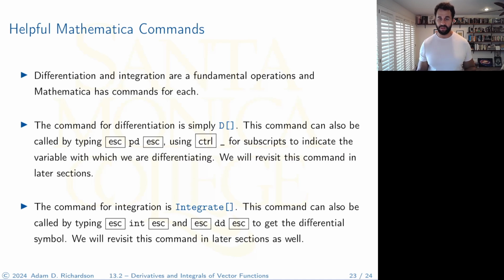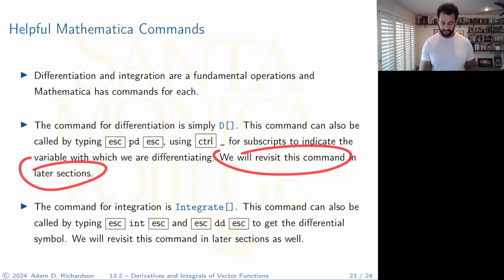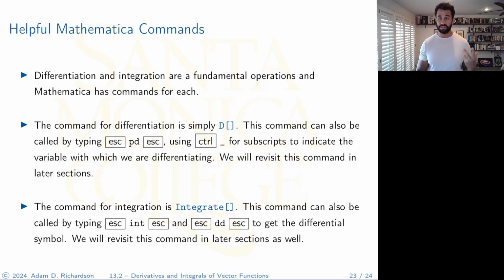You can also call this command by doing escape PD escape. The reason that it's PD is because it will give you a partial derivative, and we're going to talk about those in chapter 14. So you can type escape PD escape, and then you can use control underscore to indicate which variable you are differentiating with respect to. I'll show you that in just a minute. We will revisit this command in later sections when we start talking about partial derivatives. Right now, we don't have partial derivatives. We're just differentiating with respect to t.